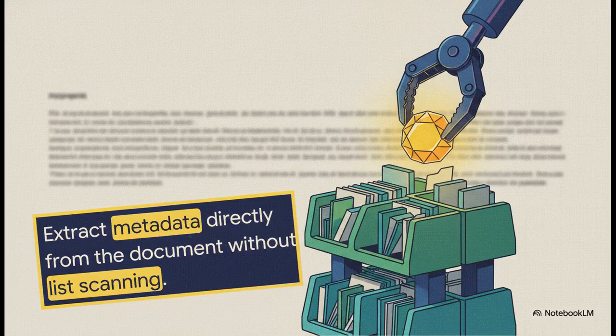So what's the actual payoff? Well, it hits during the Pandoc conversion phase. Because we have our new document type, we can extract the metadata directly from the document structure. No list scanning required whatsoever. We don't have to filter through hundreds of paragraphs hoping to stumble upon the book's title. It's just sitting right there in the document's metadata field, totally ready to go.